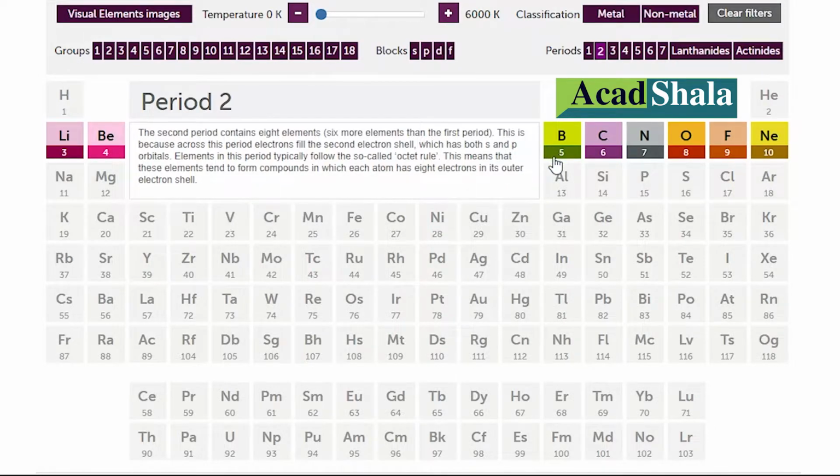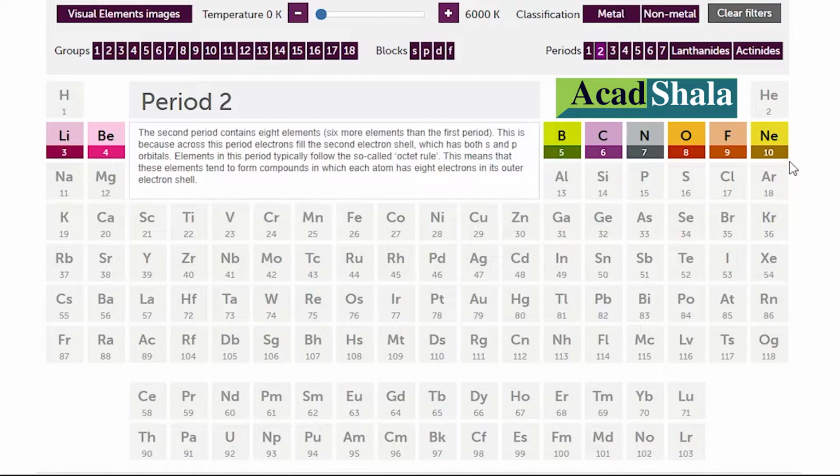Same is the case with boron 2, 3, valence electrons 3. Carbon 2, 4, valence electrons 4. Nitrogen 2, 5, valence electrons 5. Oxygen 2, 6, valence electrons 6. Fluorine 2, 7, valence electrons 7. Neon 2, 8, valence electrons 8. This finishes valence electrons in period 2. So from here we have concluded that the valence electrons increase as we move from left to right. This is the trend about valence electrons in the modern periodic table.